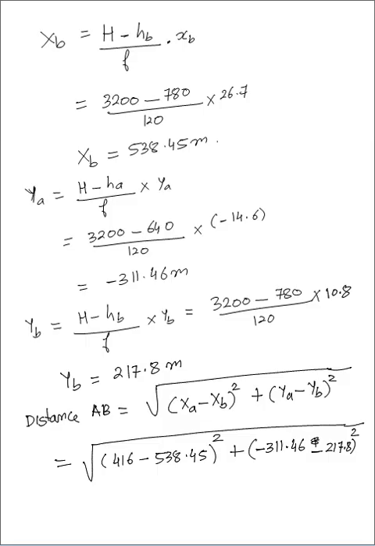So the distance AB you will get is approximately 543.24 meter. So this is your answer.